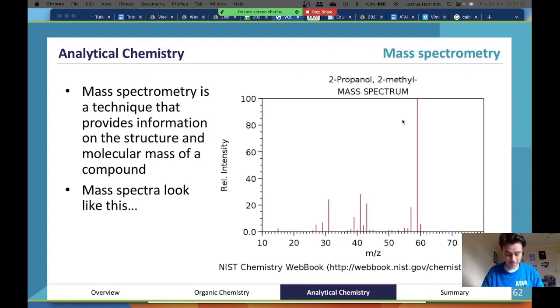So moving forward, let's look at mass spec. So this is what a mass spec looks like. This is what you're going to be provided with. It looks something like this. Mass spectroscopy is a technique that provides information on the structure and molecular mass of the compound. We're going to go through what all of these things are and how it briefly works.